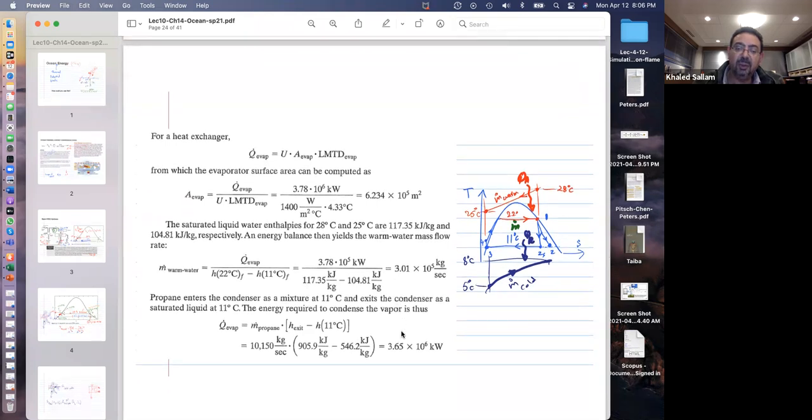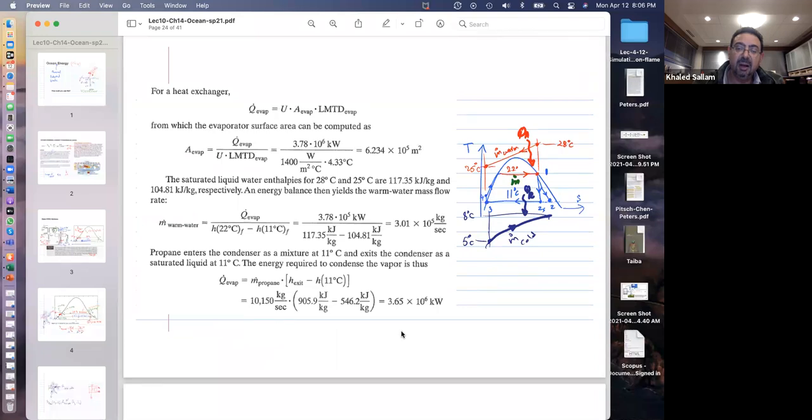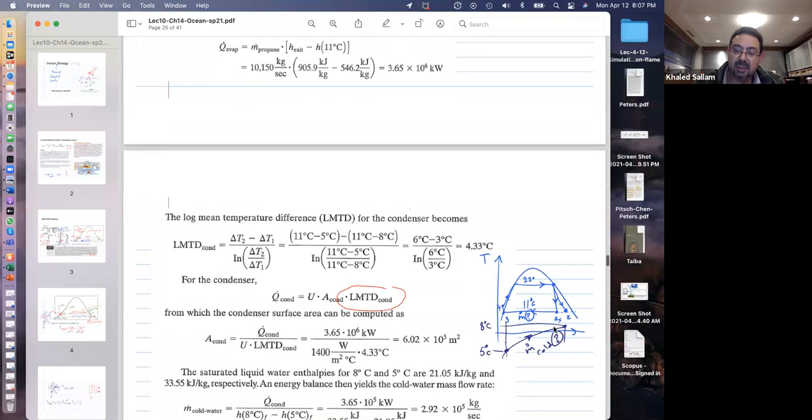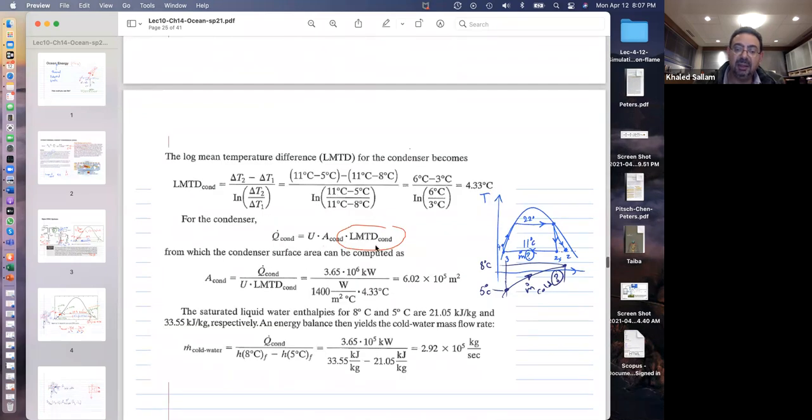And so we can do the same thing on the condenser side, right? So you calculate the delta T on the condenser side. This time it's a little bit easier because 11 minus 5 and 11 minus 8. The temperature difference at this side and this side. And so it's 4.3. And you use Q as UA delta T. Again, delta T is the logarithmic mean temperature difference.